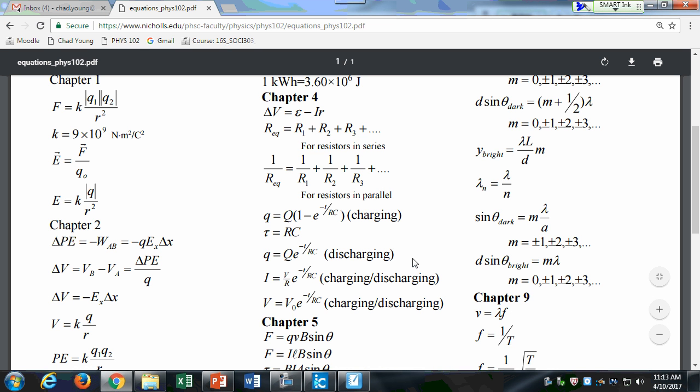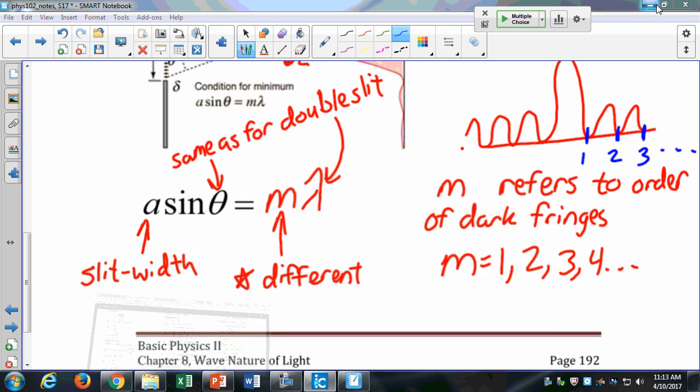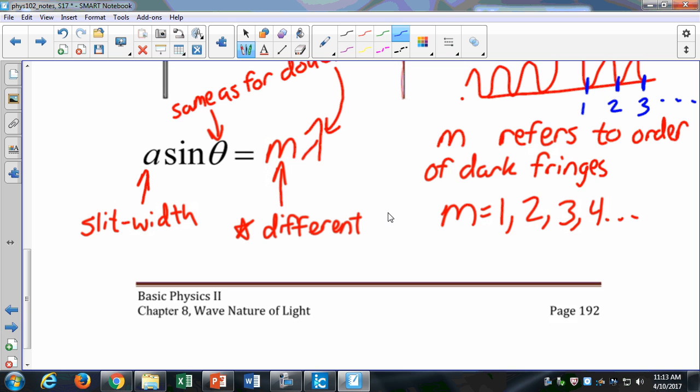So you just need to be aware of what's on the equation sheet and be able to use it when the time comes. Okay? They work out practically the same, though, as far as the mechanics of finding things like the angle or the width of the slit or the distance between the fringes.